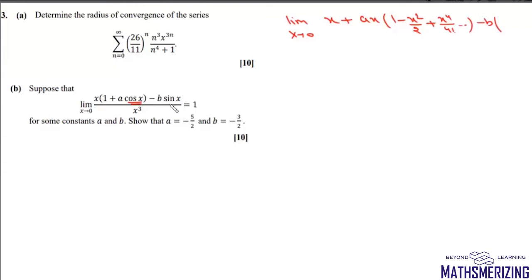Now what is the expansion formula for sin x? It is x minus x cube upon factorial 3, upon x cube. Now we'll write this as an increasing polynomial. So you can write this as limit x tends to 0. Now what is the coefficient of x? Coefficient of x is 1 plus a minus b.